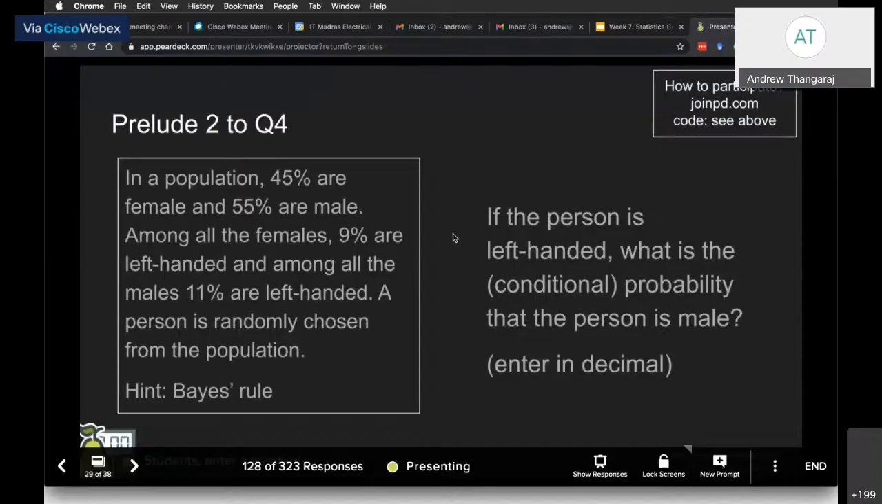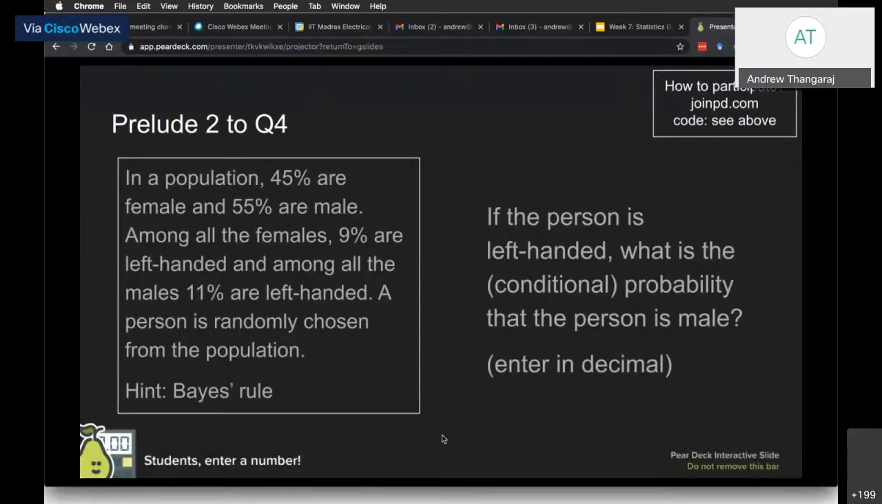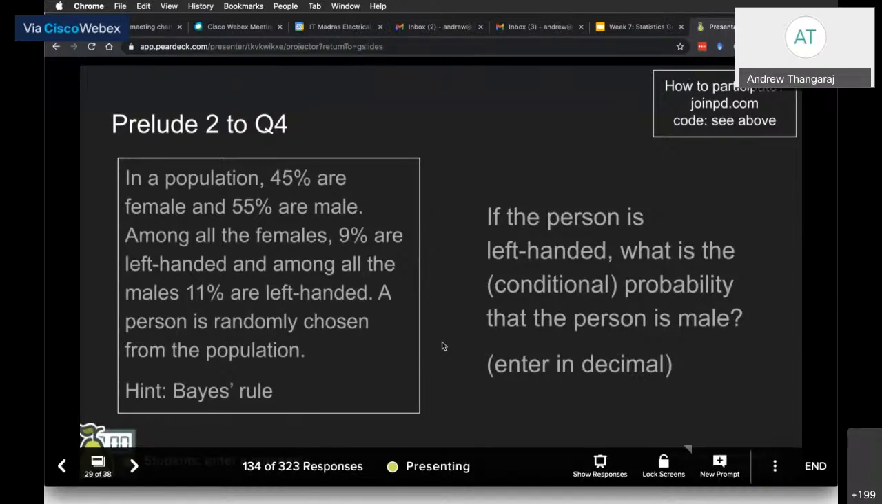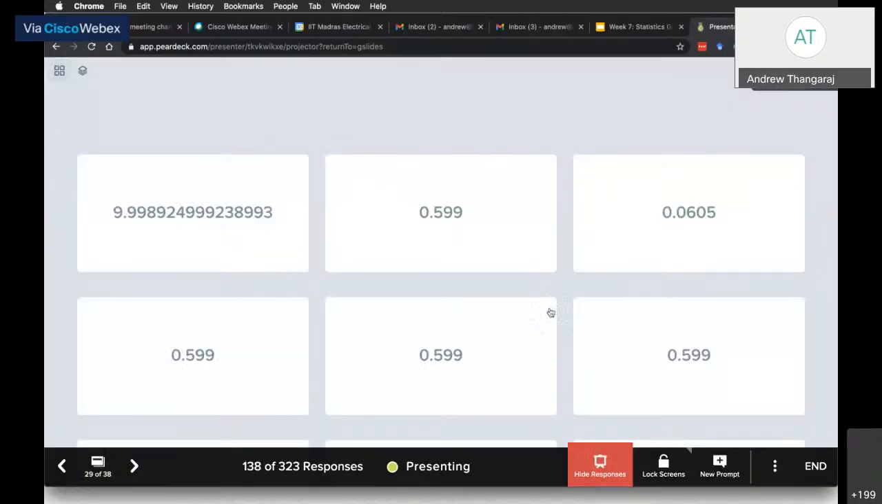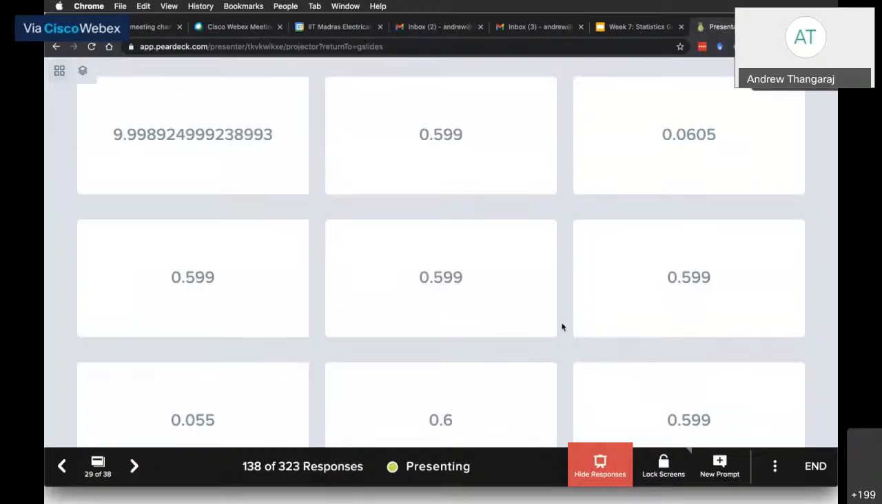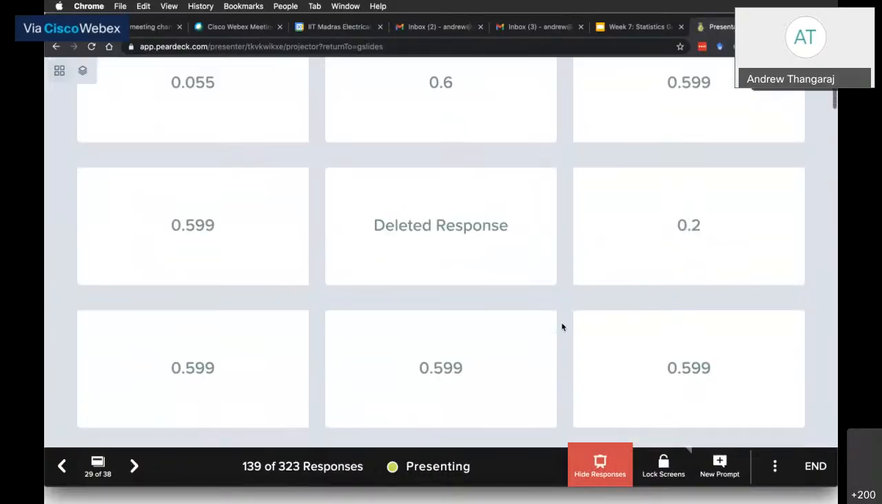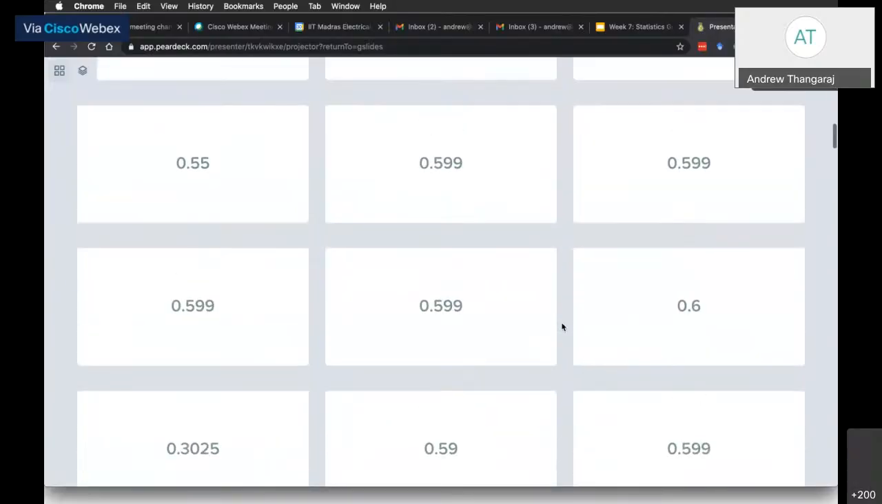Okay, so I see less than half, or half the people have answered this question. So this is Bayes rule. Maybe some of you don't know Bayes rule, so let me not take too much time and wait for it to show you the responses. 0.599 seems like a very common answer. I believe that's correct as well.